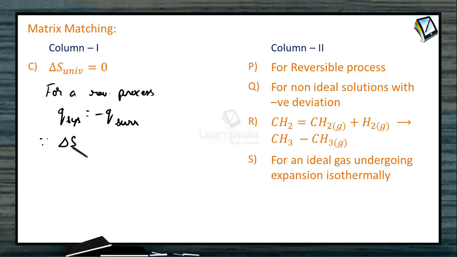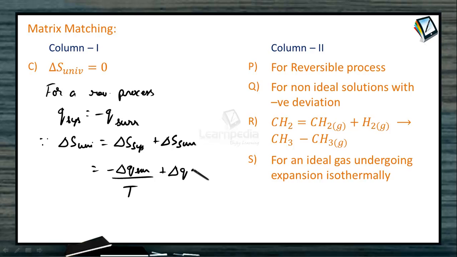And since we have delta S of the universe equal to delta S of system plus delta S of surrounding, and delta S system is equal to delta Q system upon T, and delta Q system becomes equal to minus delta Q surrounding. So this is minus delta Q surrounding upon T, and delta S of surrounding is equal to delta Q surrounding upon T, and this value becomes equal to 0, isn't it? So that is the reason why for C the correct matching is only P.